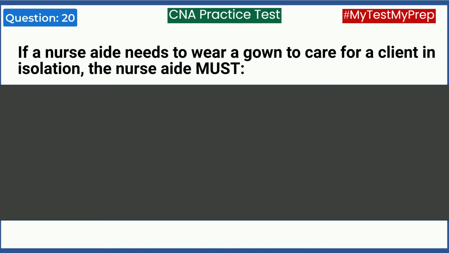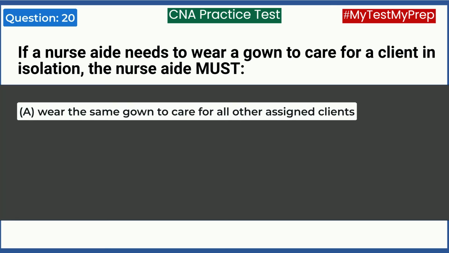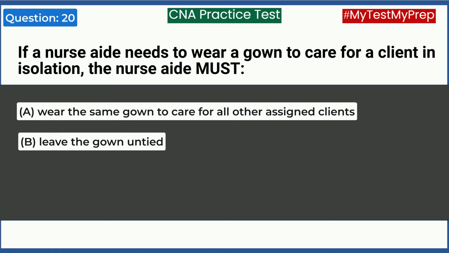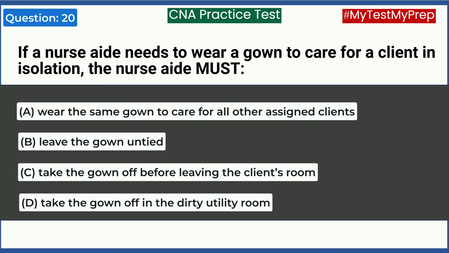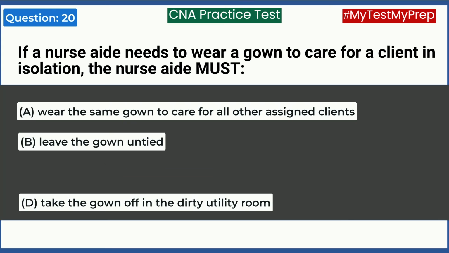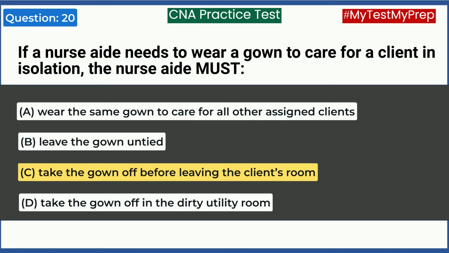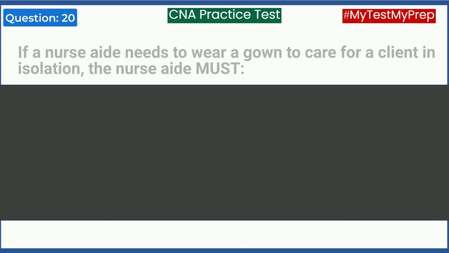If a nurse aide needs to wear a gown to care for a client in isolation, the nurse aide must: A. Wear the same gown to care for all other assigned clients. B. Leave the gown untied. C. Take the gown off before leaving the client's room. D. Take the gown off in the dirty utility room. Answer: C. Take the gown off before leaving the client's room.